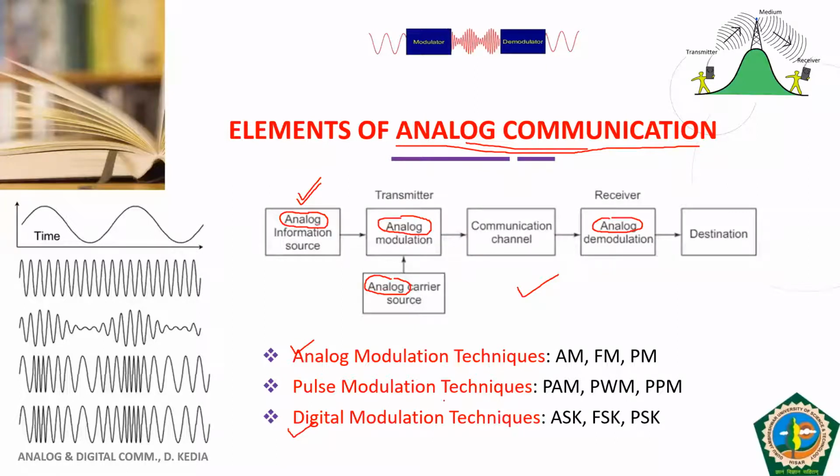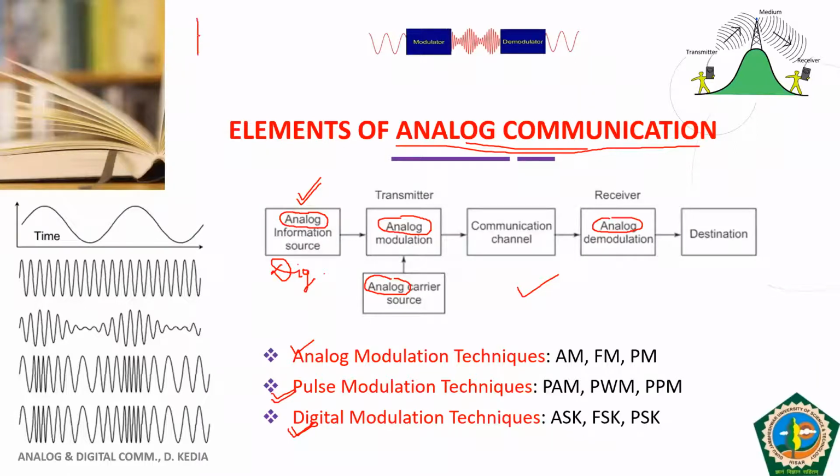When we say analog communication, it means our message signal or our information signal will be of the type analog. Fine. If we talk about digital communication, in that case, this information source will be digital. And if our information source is of the type pulse, we call it pulse communication.